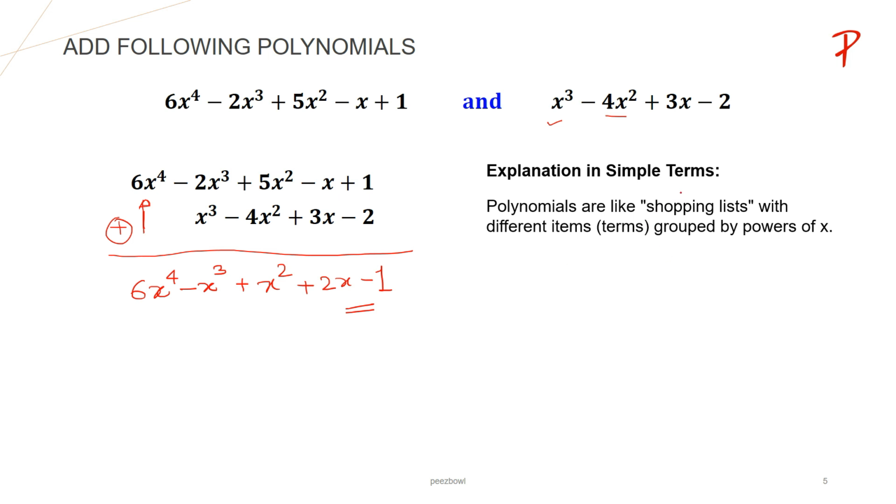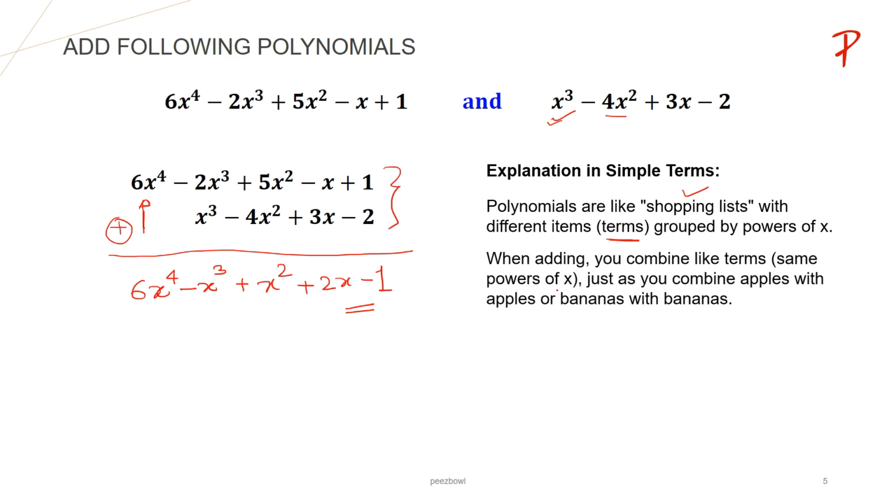Polynomials are like shopping lists, right, with different items, and we call them terms in a polynomial, which are grouped by powers of x, like how you have seen it here, right? When adding, you are actually combining the like terms or same powers of x, as you combine apples with apples or bananas with bananas, right? And this is how you have seen we are combining like terms like x cube with x cube, x square with x square, and so on, right? Similar power of x we are combining.